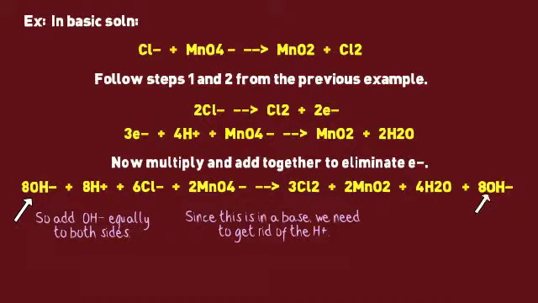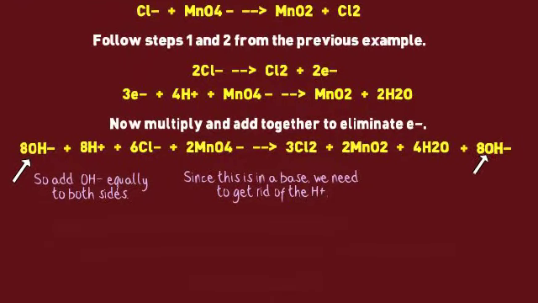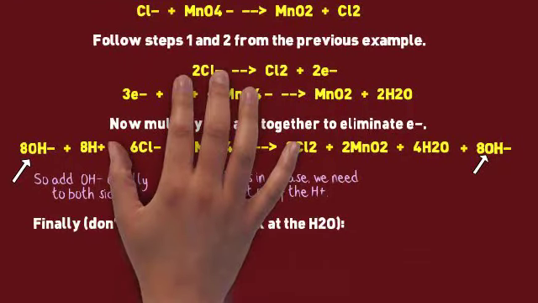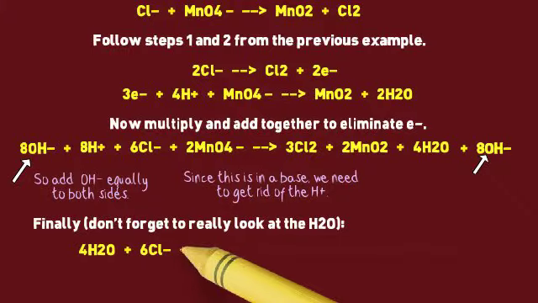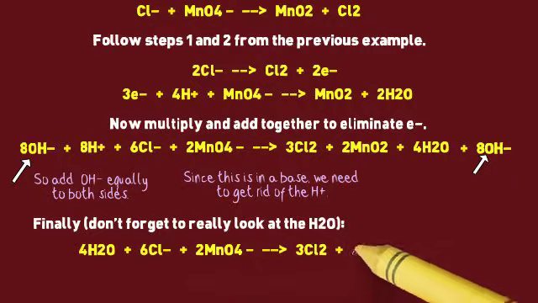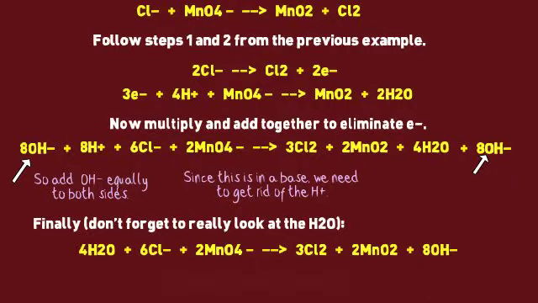There's a little arrow. Now, finally, go through it, cancel out, pay special attention to things. Don't forget to really look at the waters, because there's some water on the right side, and now there's some water on the left side as well. And here comes the answer. 4H2O plus 6Cl negative plus 2MnO4 negative 1 yields 3Cl2 plus 2MnO2 plus 8OH negative. Not bad. This is part 1, and it is done.